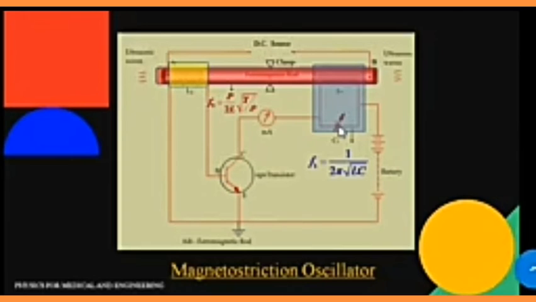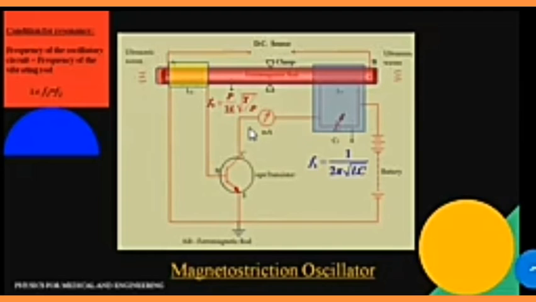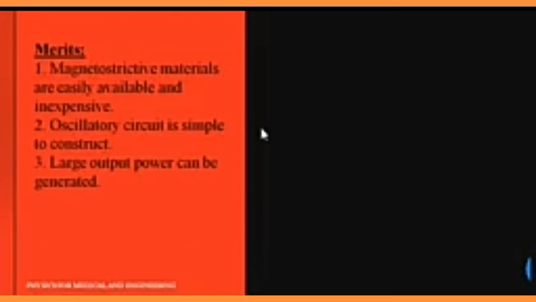Now if the frequency of the tank circuit matches the frequency of vibration of the ferromagnetic rod, that is f1 = f2, then resonance will occur and the ultrasonic waves are emitted from the ends of the ferromagnetic rod. So in this way the oscillator works.